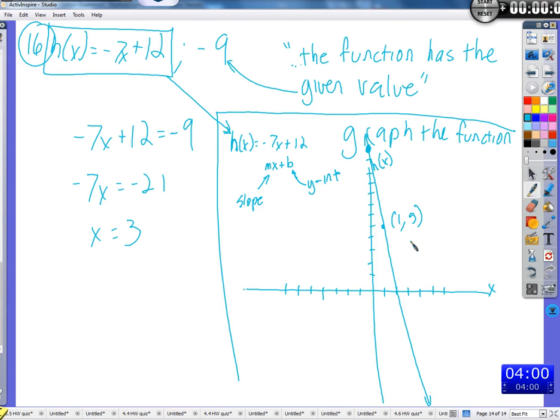Okay. Hildy? I'm not quite sure how you did that. I know you went down 7 when you were from 12, but how'd you know to come over 1? Because the slope is negative 7 over 1. If the slope is just a number and it's not written as a fraction, you can always just put it over 1.